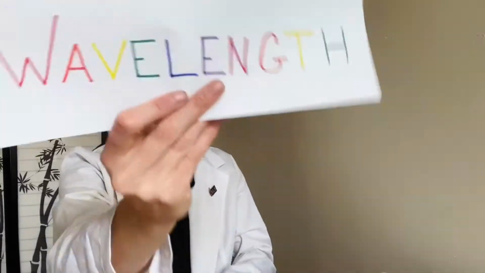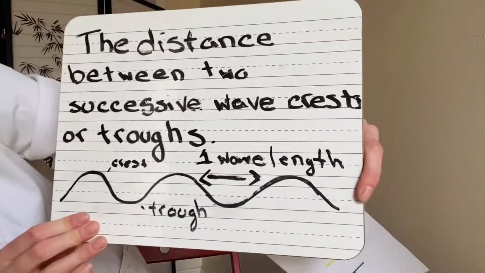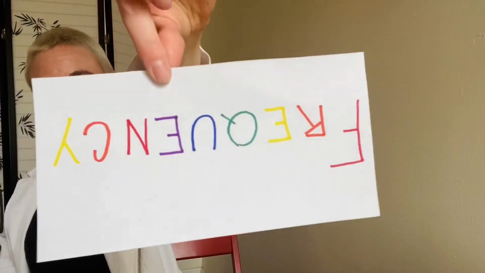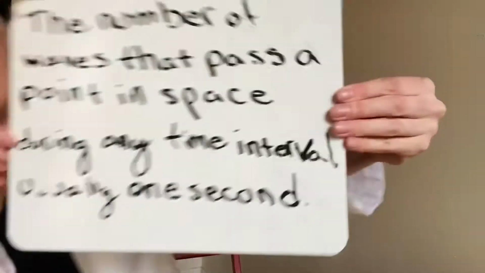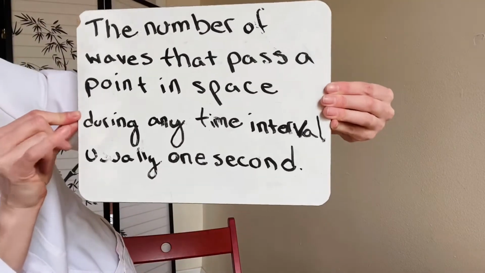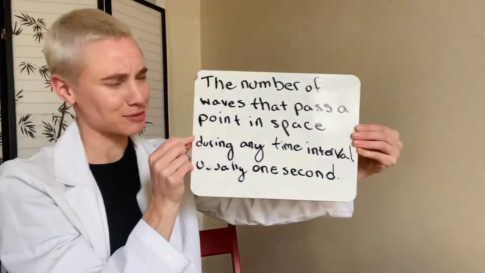Okay, friends, so once again, the two key terms that you are copying down into your glossary are wavelength, the distance between two successive wave crests or troughs, and frequency. And the definition of frequency is the number of waves that pass a point in space during any time interval, usually 1 second, and I went back and filled in some gaps from before right there.